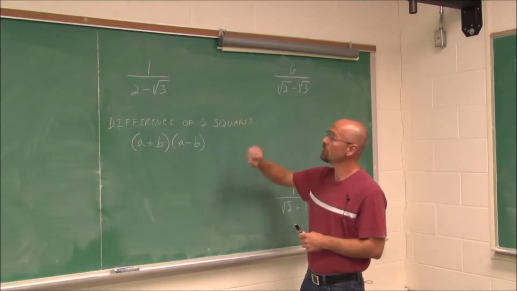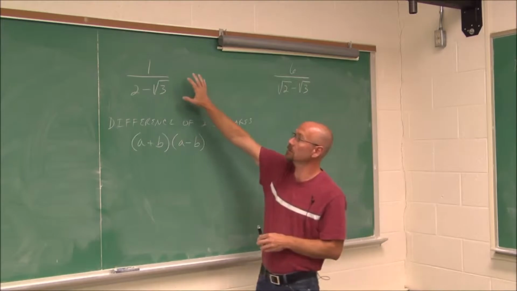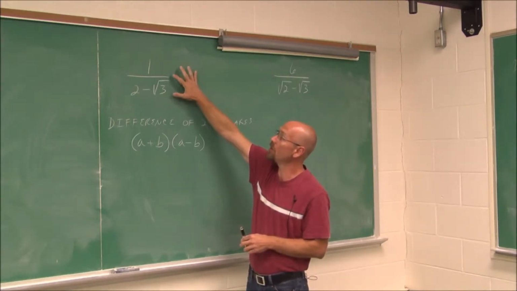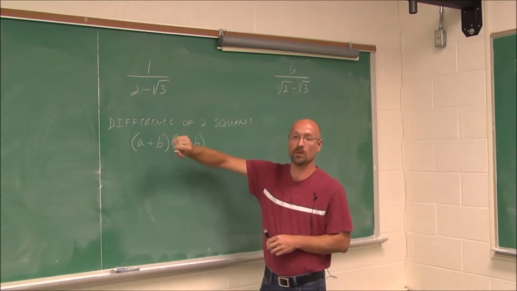All right, we have a few more examples we're going to look at. Here we have 1 over 2 minus the square root of 3.